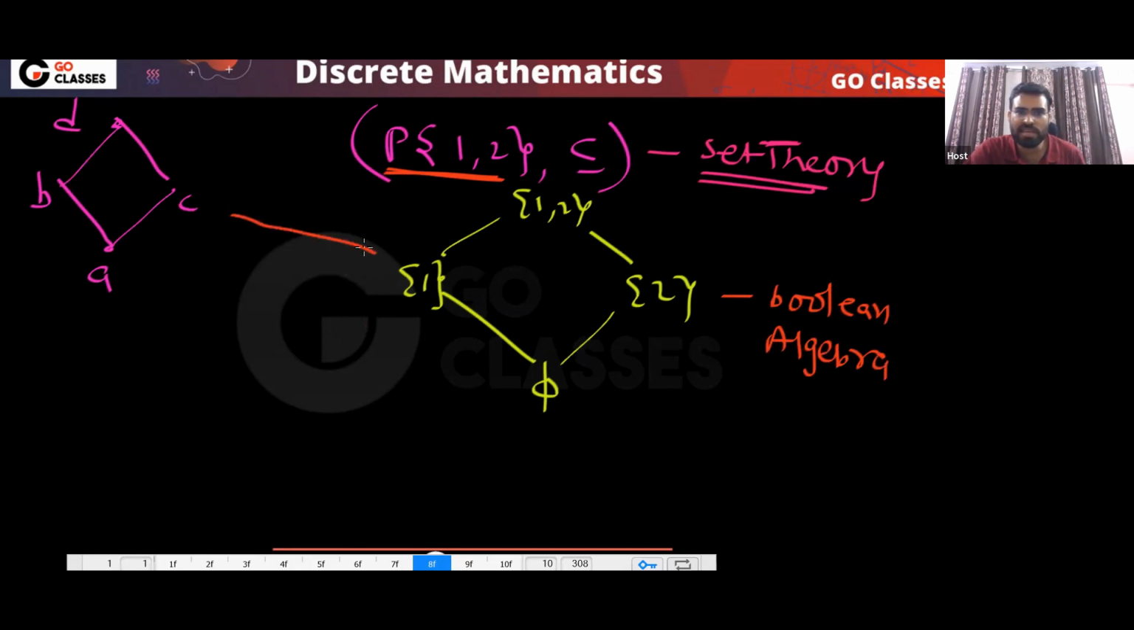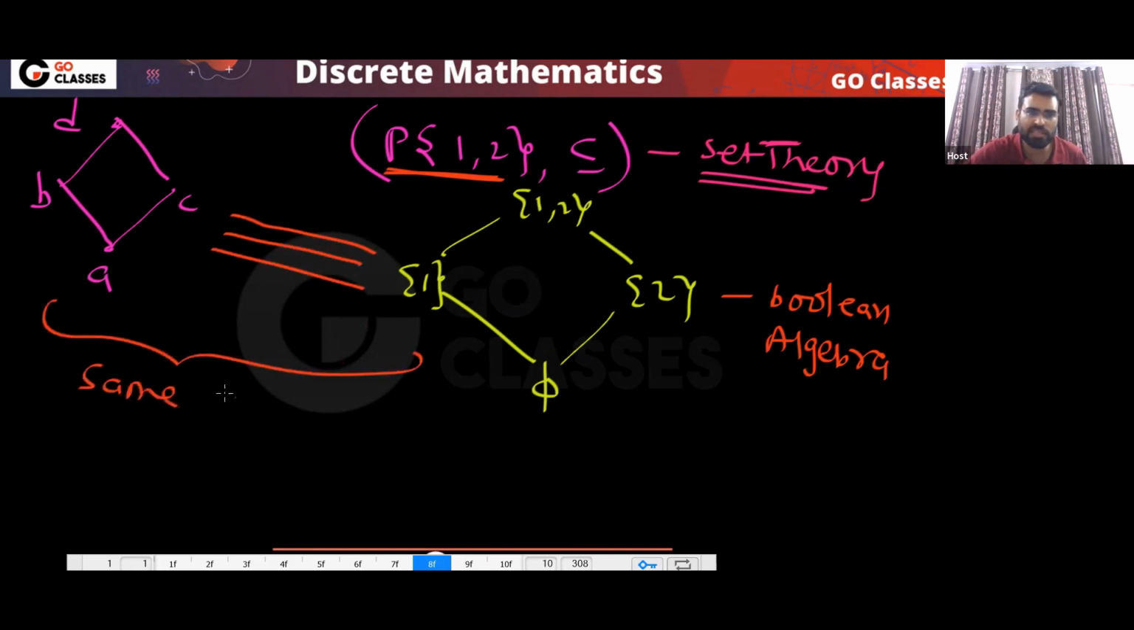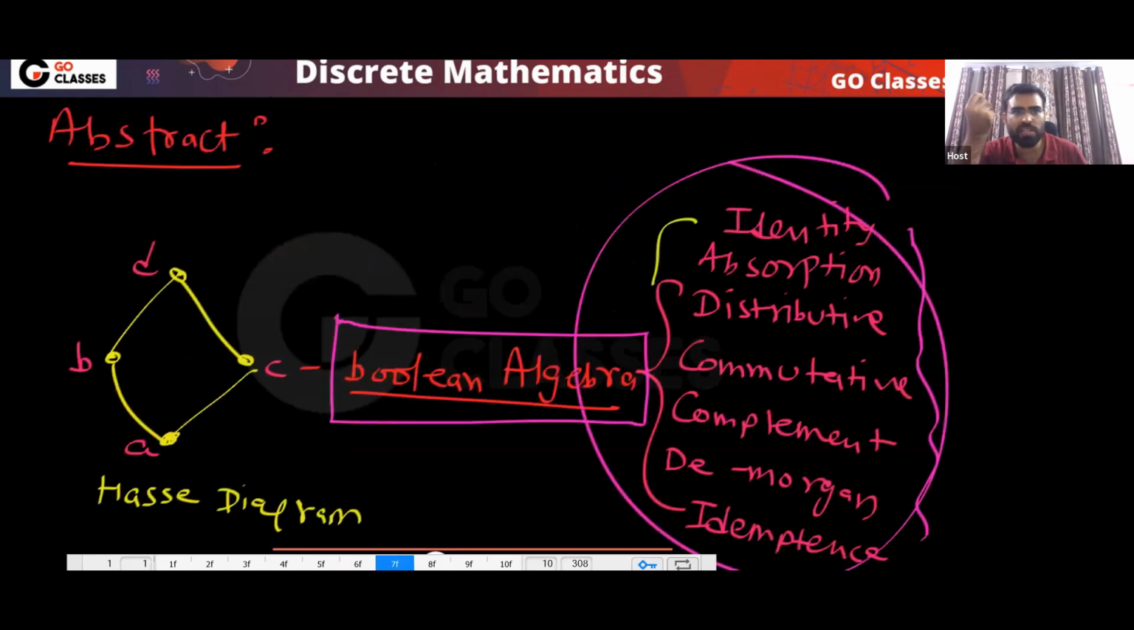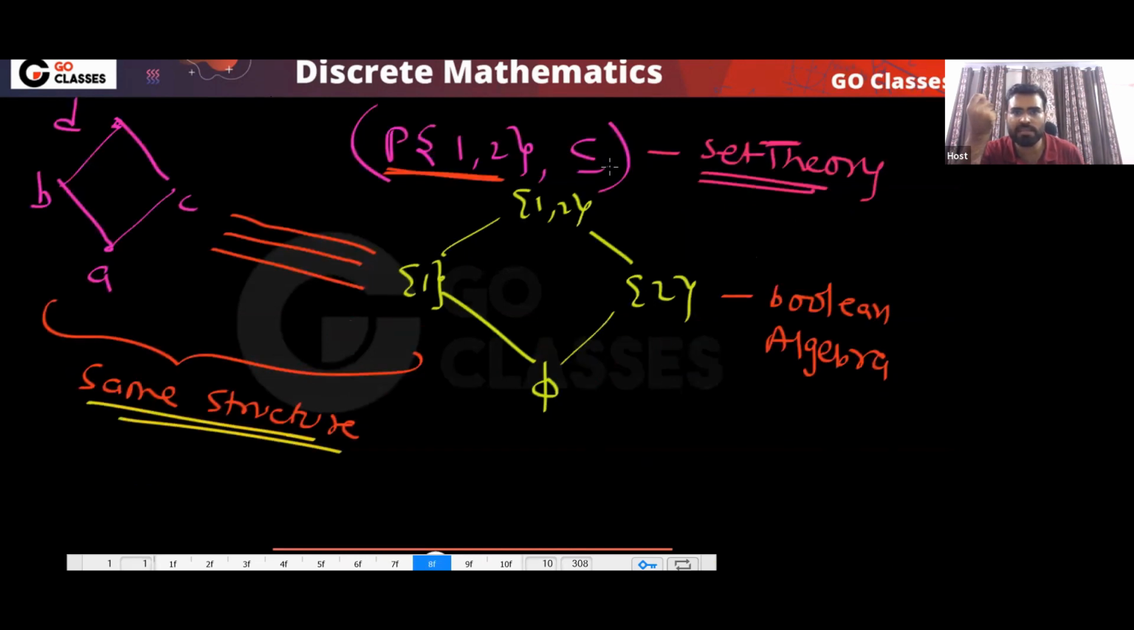Because this has the same structure as this. They have the same structure. And because they have the same structure, I can say this is a Boolean algebra. And as soon as I tell you that this is a Boolean algebra, what will come to your mind? All these properties will come to your mind, right? Because this is a Boolean algebra, this structure will satisfy all the properties.